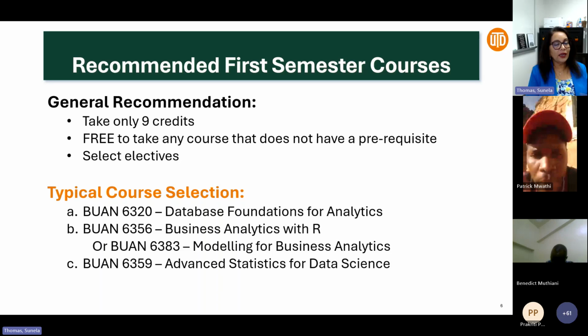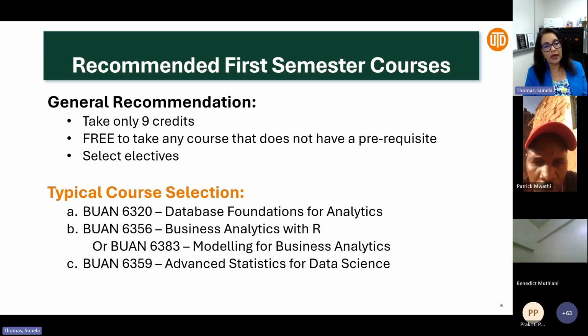You can take any course that does not have a prerequisite. You can take electives if you want to start it that way. But typically, the students who start in this program start with BUAN 6320, which is a database class that talks about SQL and NoSQL. You then have a choice between taking either business analytics with R or modeling. Either one of them satisfies. Some students take both of them, not at the same time, but in 2 different semesters.